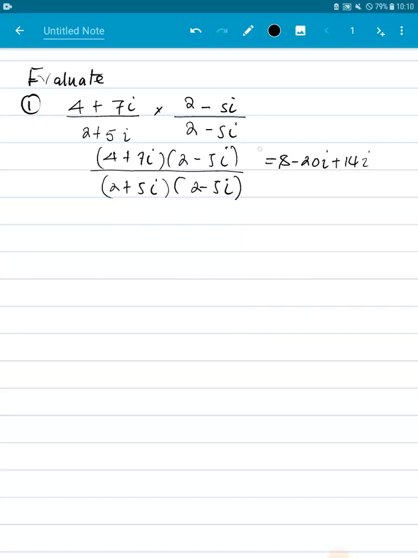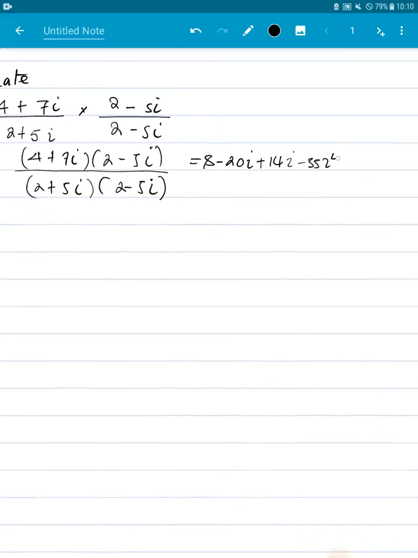14i, then this and that one we get negative 35i squared, over, this is the difference of two squares, by the way, so when I multiply I'll just get this one and I'll just square it like that. We get just this 2 squared and this one squared. So this one gives us 8. We know that i squared is equal to negative 1, so here we have positive 35.